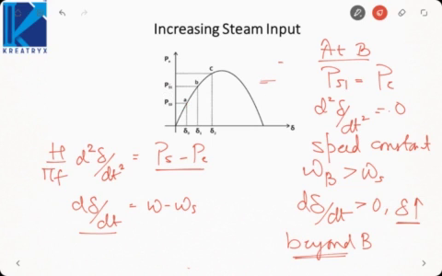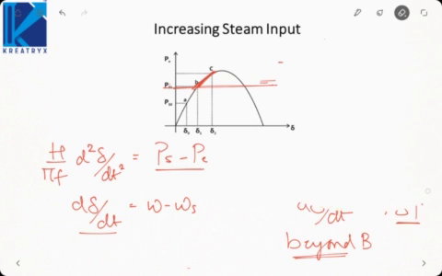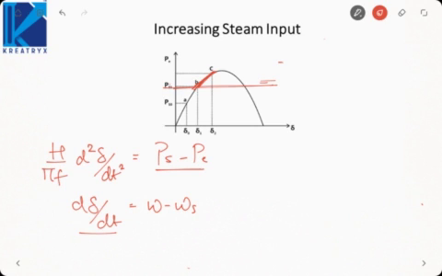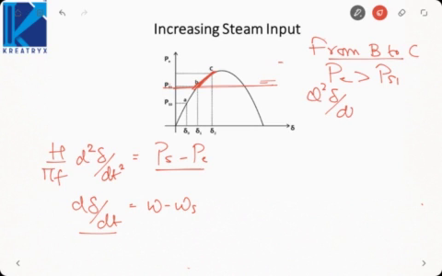Now if we go from B to C, this is my mechanical input, but this is the electrical output. Definitely electrical output is greater than mechanical input. From B to C, electrical output is greater than mechanical input. So d square delta by dt square is less than 0. So the rotor will decelerate. That is, speed will start reducing.